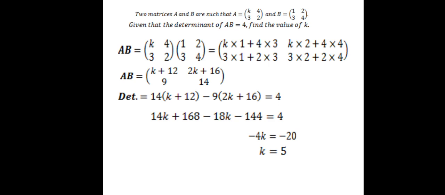Two matrices A and B are such that A is equals to K4 3 2 and B is equals to 1 2 3 4. Given the determinant of AB is equals to 4, find the value of K. First we find AB by multiplying the two matrices, and then we find the determinant, and automatically after finding the determinant we simplify and find the value of K to be 5.